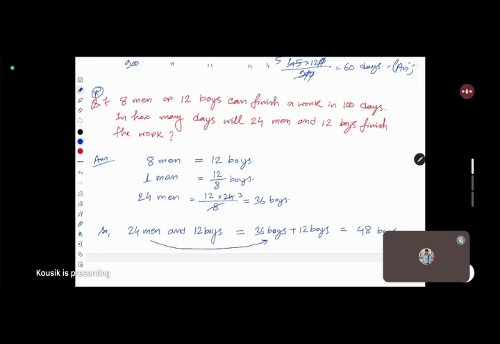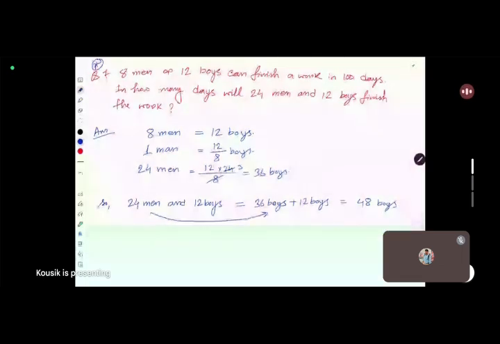follow this method. Because 12 boys means 8 men, so you may convert it to men also. That is another approach. So this total is now converted to 48 boys.